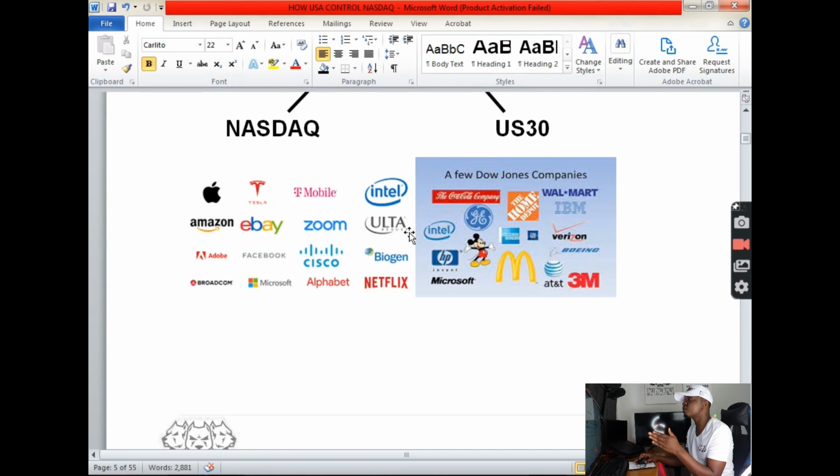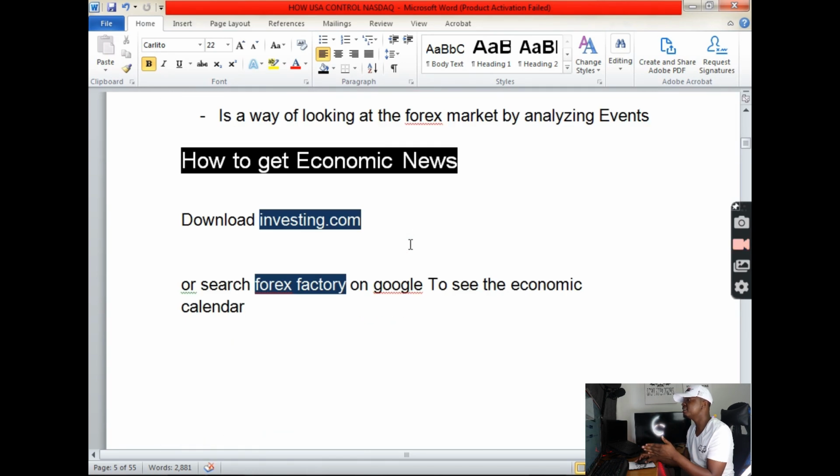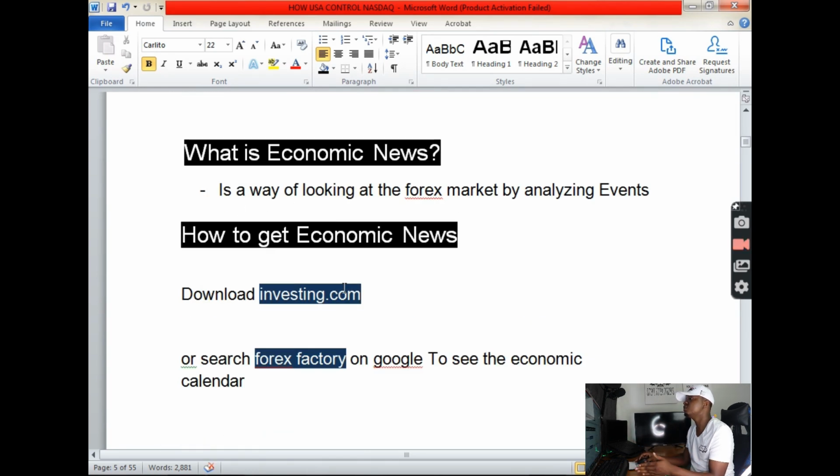As we are going to focus on economic news, let me quickly explain what economic news is. Economic news is a way of looking at the market by analyzing events, whether they're economic events, political events, or social events. They are all economic events, so they are all economic news. So we are going to focus on analyzing the market by looking at the news.